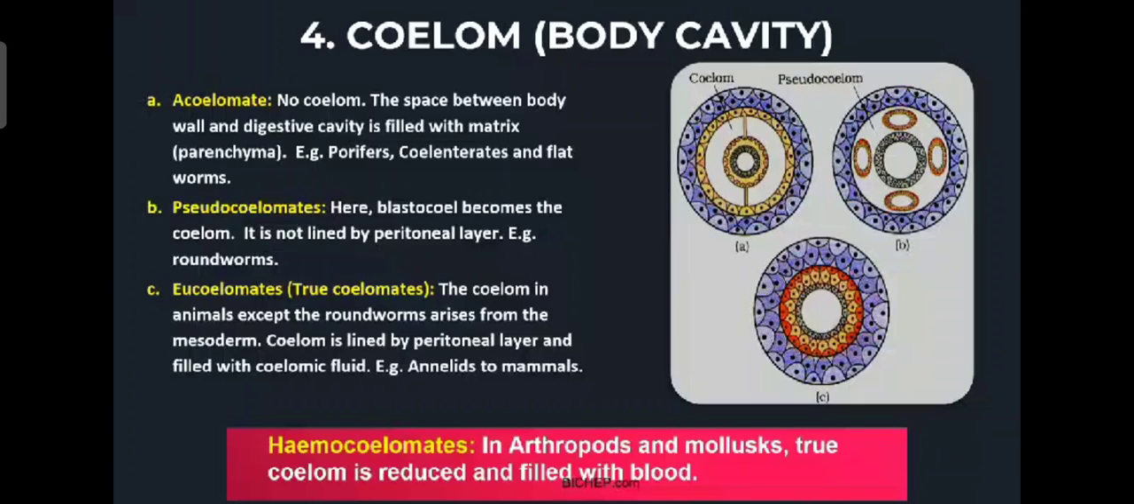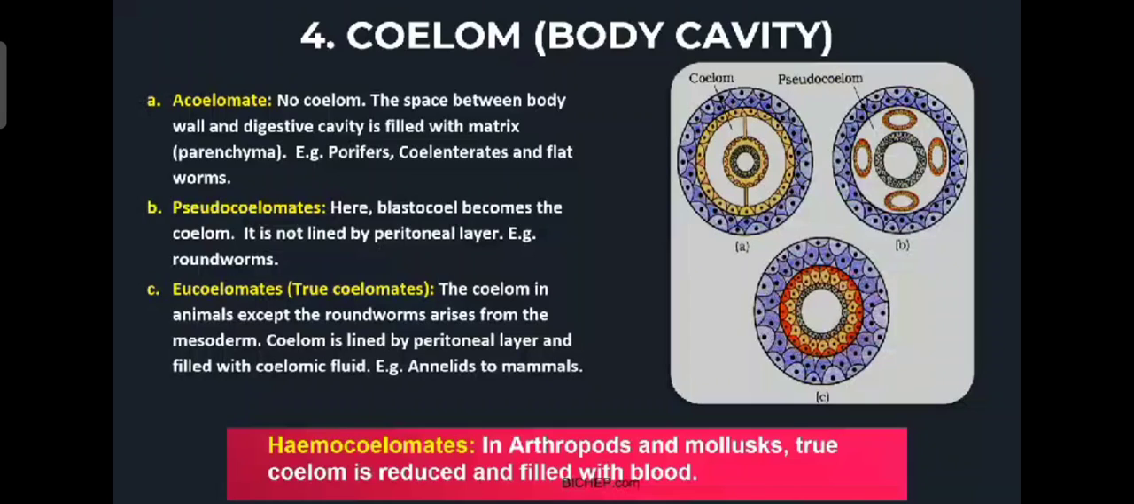So this is also important. What are coelomates? Pseudocoelomates is present in which phylum? So all these questions are important for 1 mark. Once again I'll repeat the coeloms. First one, that is acoelomate. For the acoelomate you can see the diagram number C, the below one. That is the diagram for acoelomate.